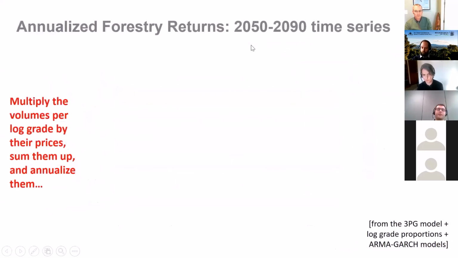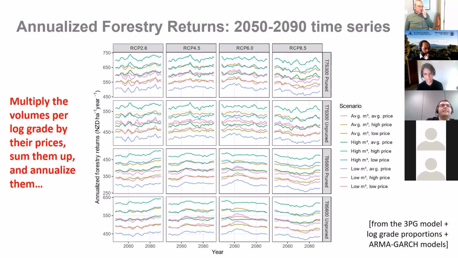Okay, so once we have all that data put together, and I can see that I'm running behind here, so sorry, I'll have to speed things up a little bit. We can come up with the annualized forestry returns. We're basically multiplying and summing everything. And this is how they look.